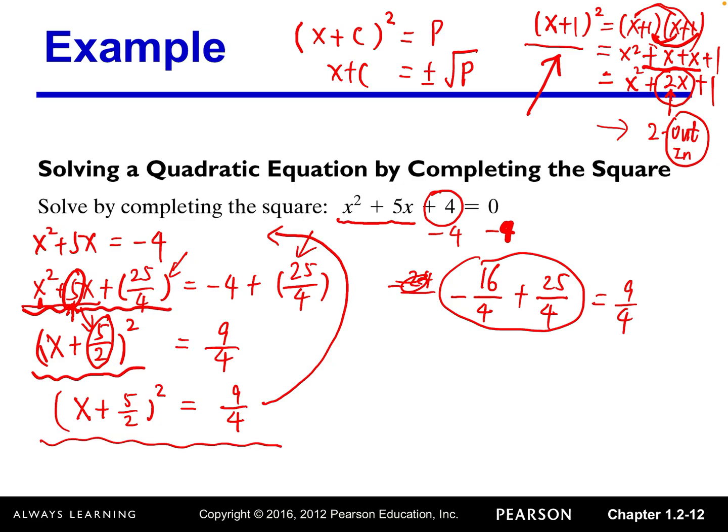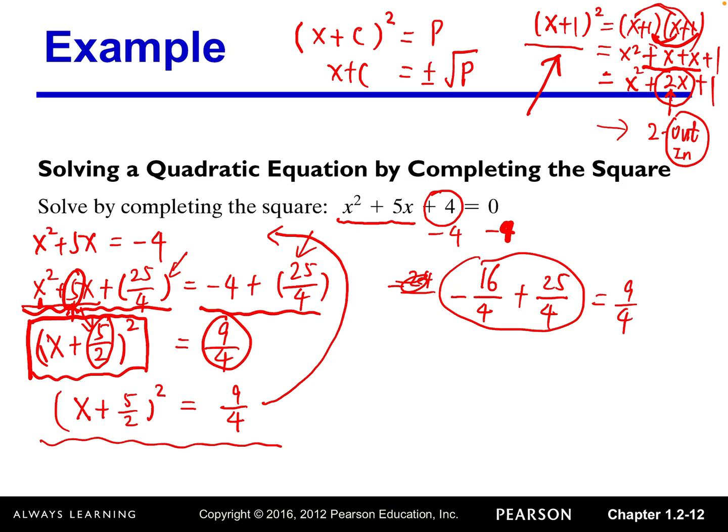And then why do we add 25/4? Because we try to make the left hand side a perfect square. And then on the right hand side, the two constant terms combine, and that's the constant we get. So that is the new quadratic equation, okay, which is equivalent to the original quadratic equation.